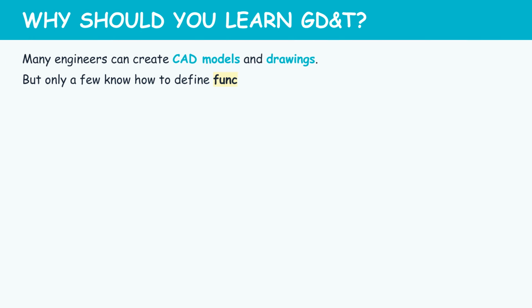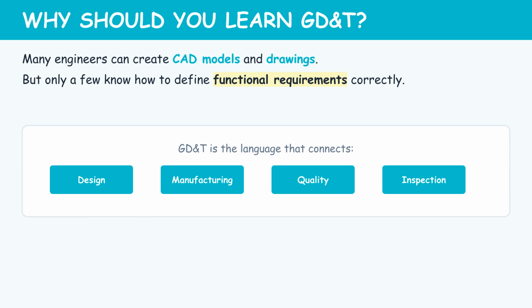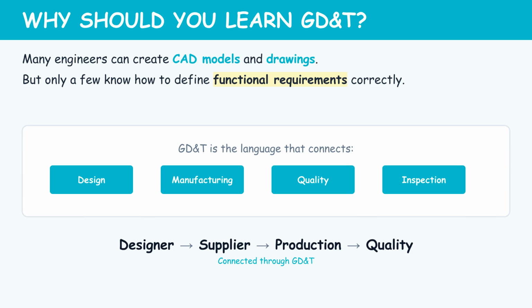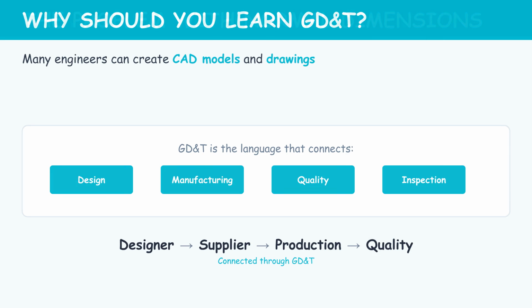Many engineers can create CAD models and drawings, but creating a drawing is only half the job. The real challenge is clearly defining how a part should function and how it should be manufactured and inspected. GD&T acts as a common language between design, manufacturing, suppliers, and quality teams. It ensures everyone understands exactly what is required from the part.